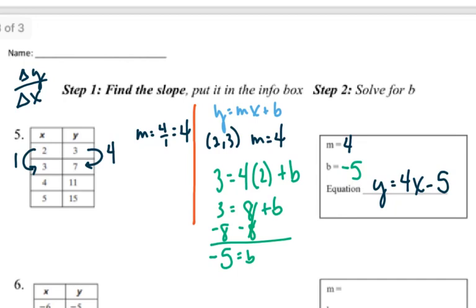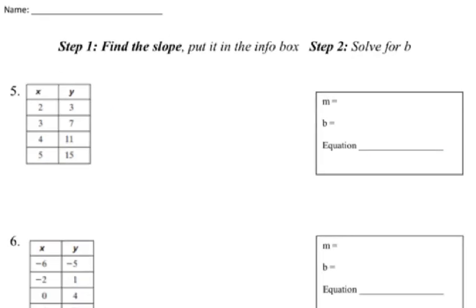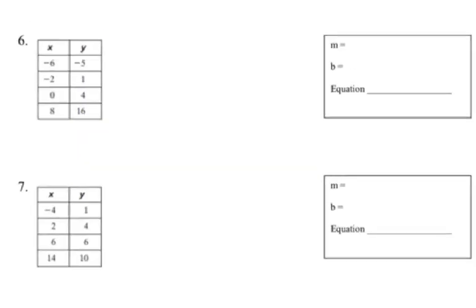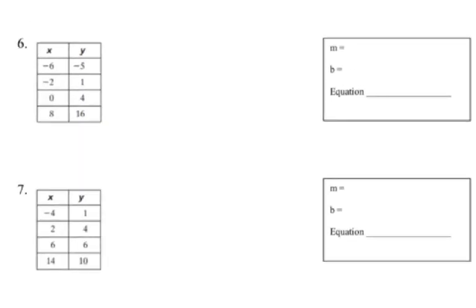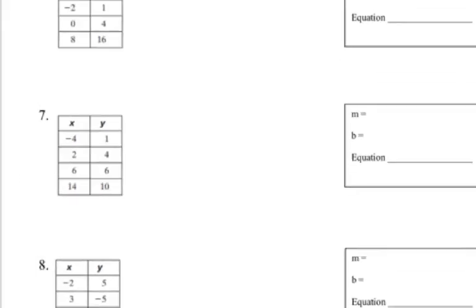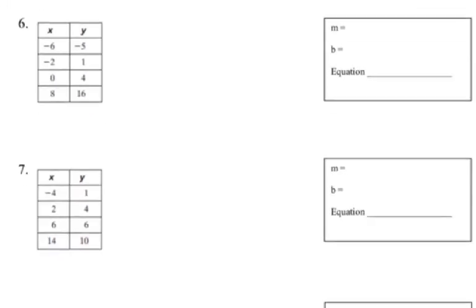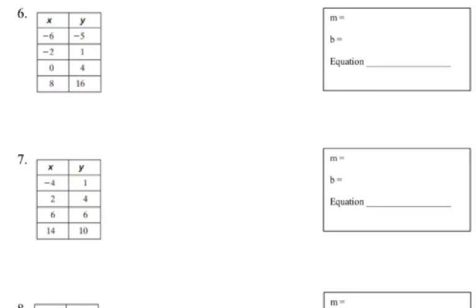Okay, let's try the same thing for number 2. We get the slope first, then we plug all of our pieces into the slope-intercept form so we can solve for b. Number 6, let's use that same method for right now. So in number 6, we're going to use the same method.